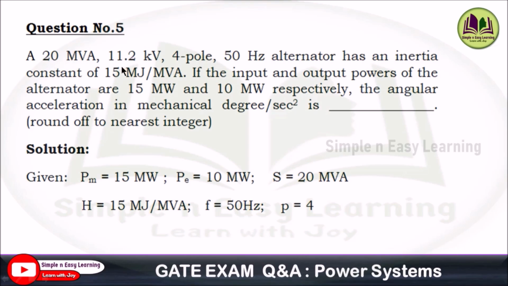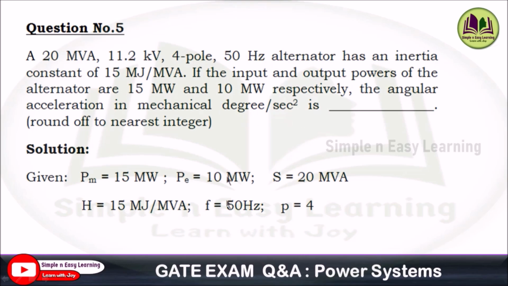A 20 MVA, 11.2 kV, 4 pole, 50 Hz alternator has an inertia constant of 15 megajoule per MVA, and if the input and output powers of the alternator are 15 megawatt and 10 megawatt respectively, the angular acceleration in mechanical degree is, and we need to round this off to the nearest integer. So from the given data we need to find the angular acceleration in mechanical degree per second square.